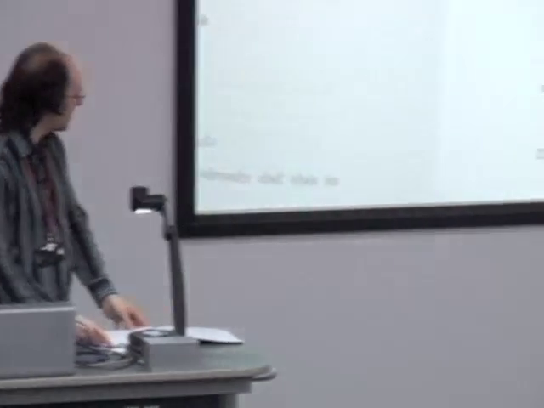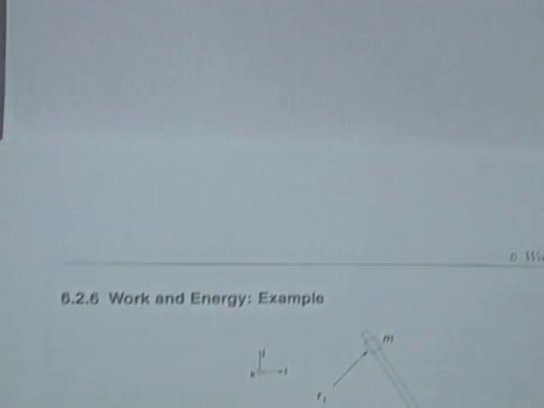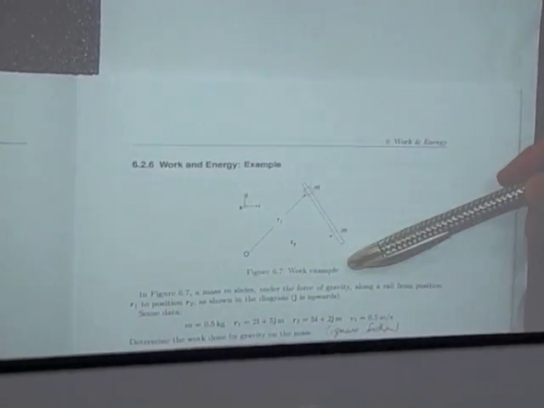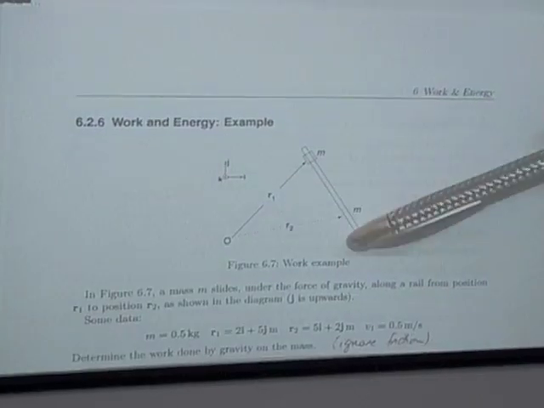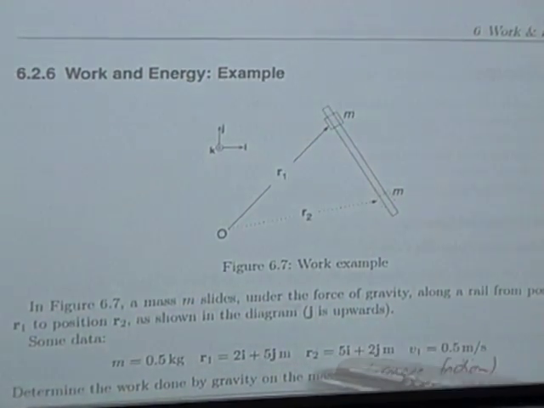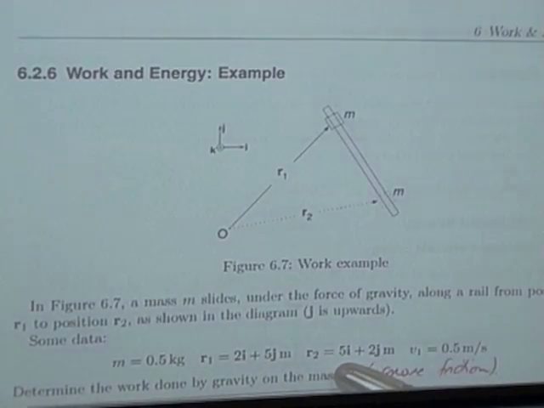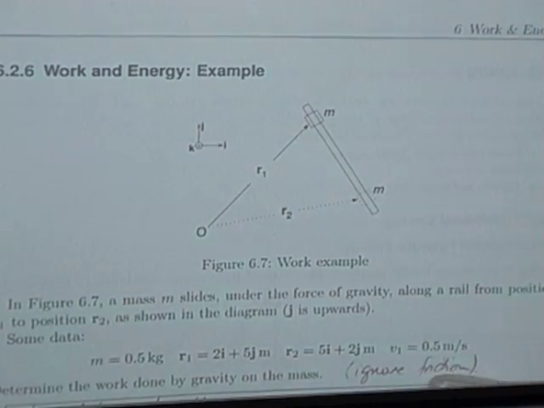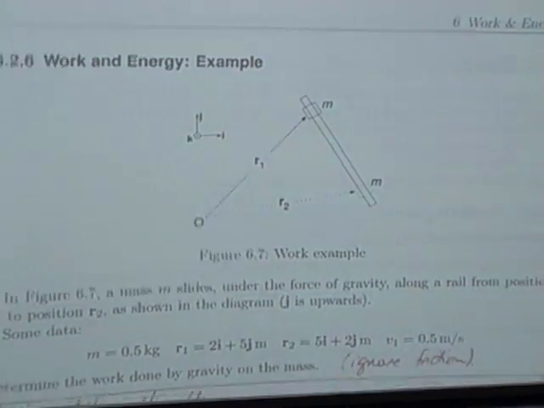I'm not showing you the whole page because I've got the answer down there. Okay. I've got a mass at this point that's sliding down this shaft under the force of gravity. We'll ignore friction. And we've got the position vectors R1 and R2. We've got our mass, 0.5 kilograms, and the velocity at 0.1 meters per second. And so it says, what is the work done by gravity on the mass?